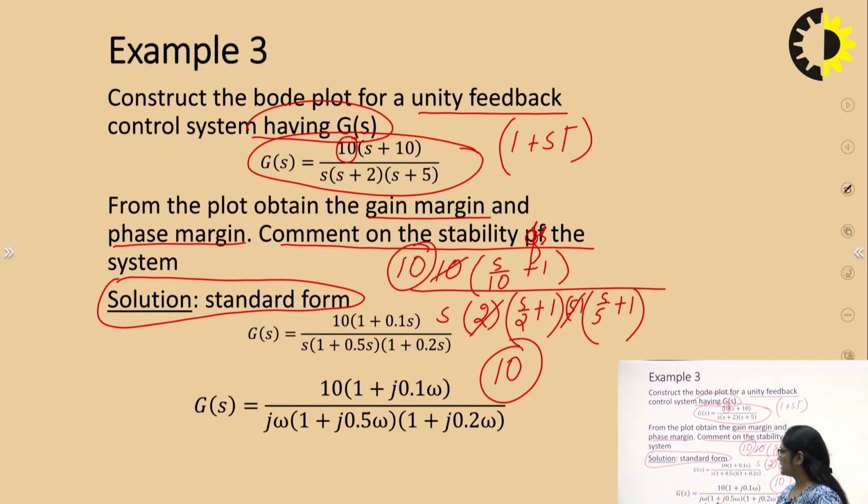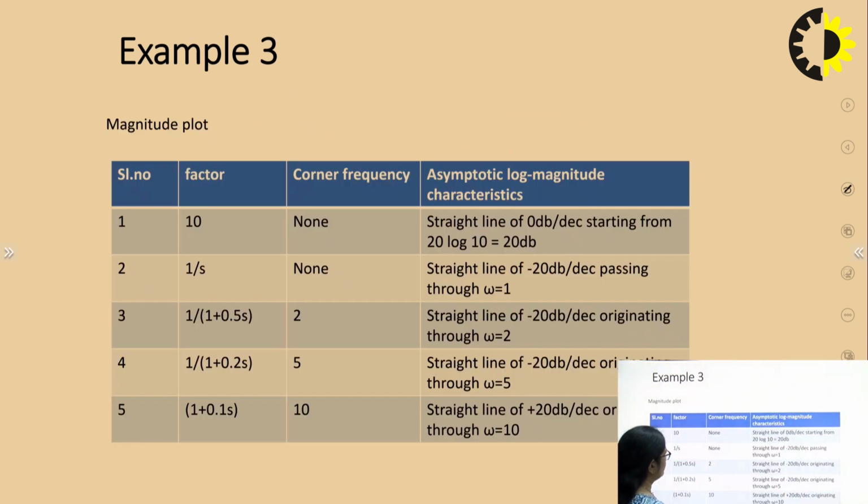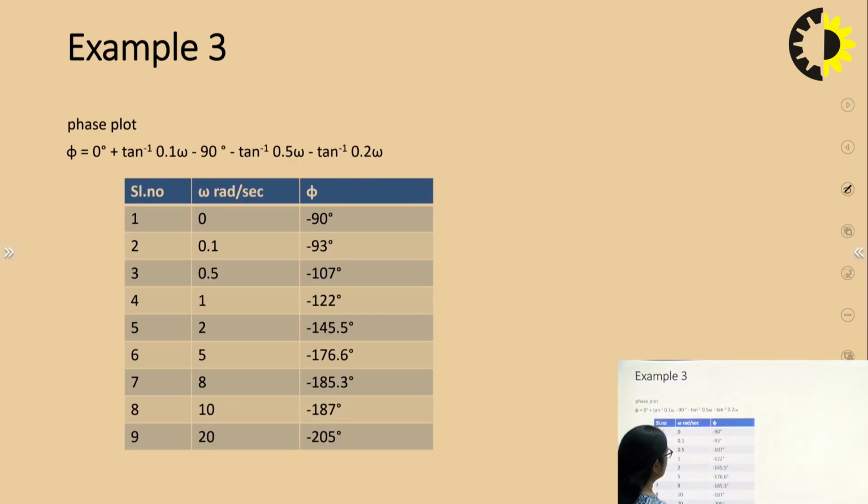Then put s equal to j omega. When we put s equal to j omega, we get the expression 10 into (1 plus j 0.1 omega), in place of s we have just put j omega, divided by j omega, (1 plus j 0.5 omega), (1 plus j 0.2 omega). To sketch the Bode plot, we need to have the magnitude and the phase equations. So, what are the magnitude and the phase equations?